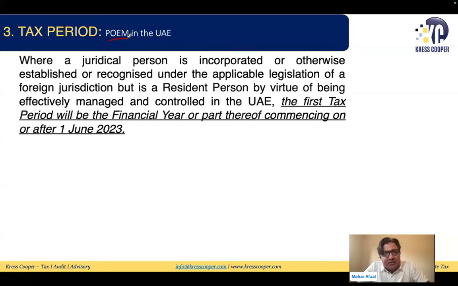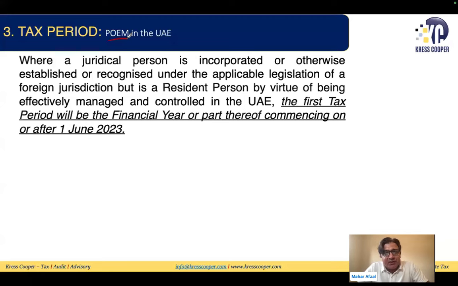If this company was being controlled and managed from the UAE before the effective date of the law, there was no corporate tax in the UAE, so we had nothing to do with this. They mentioned the straightforward case: the first tax period starting on or after 1st of June 2023. It doesn't matter when this company was established outside the UAE. If it's a fresh company, the first tax period will start when the company was established after 1st of June 2023.